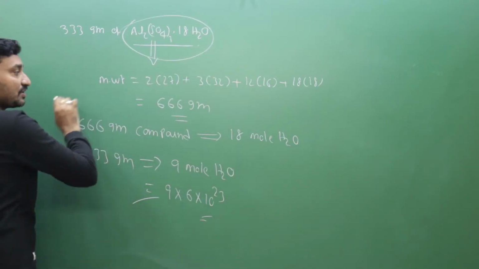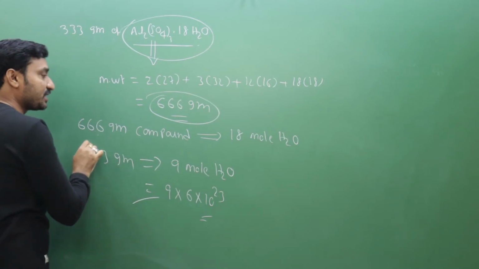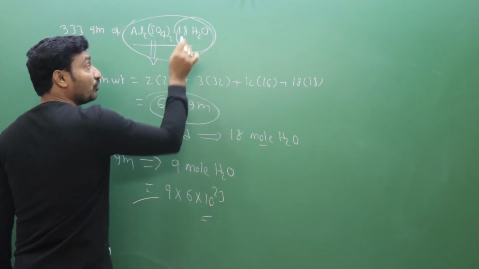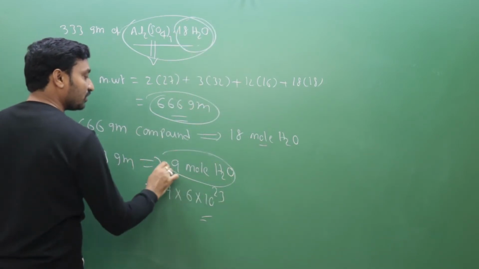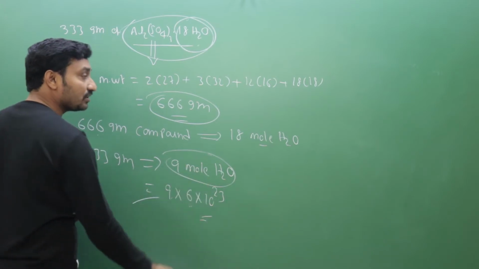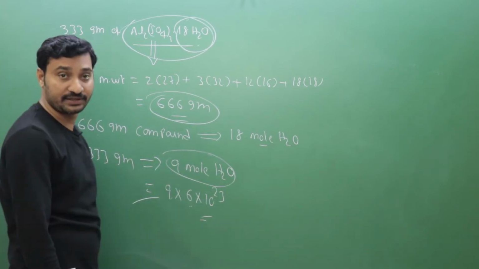Molar mass. Molar mass of this compound is 666 grams. In 666 grams, 18 mole water present, right? 18 mole. Then 333 grams, 9 mole water. 9 mole means 9 into 1 mole, 6 into 10 to the power 23. Hence option 2 is right. Got it? See the next question.